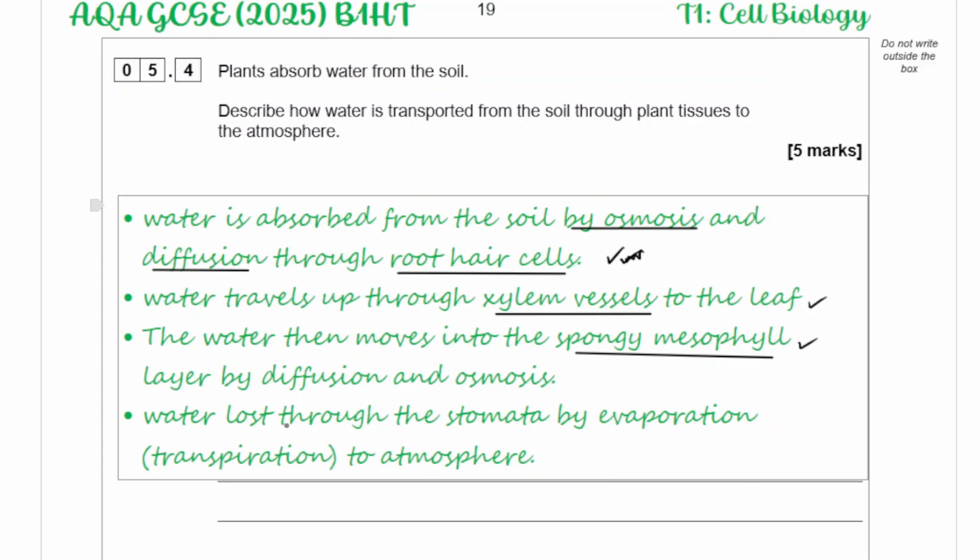And water is lost through the stomata. This is where you get the 4th mark. And it's lost by evaporation. That's your 5th mark. And that evaporation you can describe as transpiration to the atmosphere.